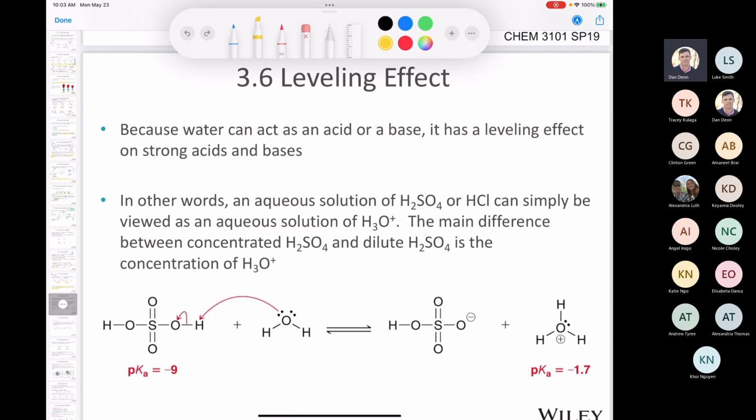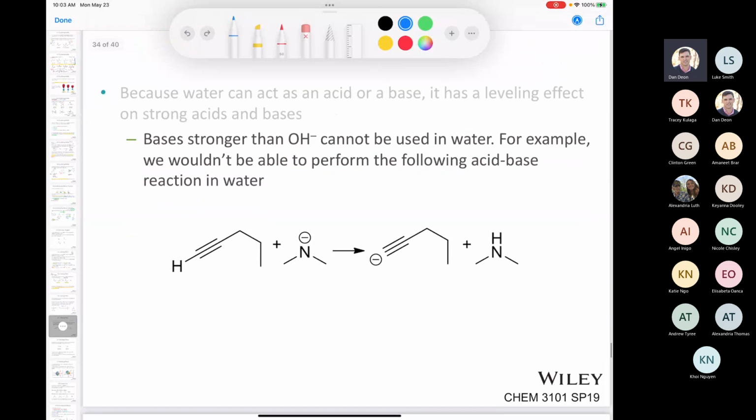If you compare the relative pKa's of sulfuric acid and hydronium, well, hydronium is significantly weaker, and therefore the equilibrium is going to lie to this side. And so an aqueous solution of a strong acid, like sulfuric acid or hydrochloric acid, can be viewed as nothing more than an aqueous solution of hydronium ions. The main difference between concentrated and dilute sulfuric acid is the concentration of H3O+, or hydronium, in that solution.